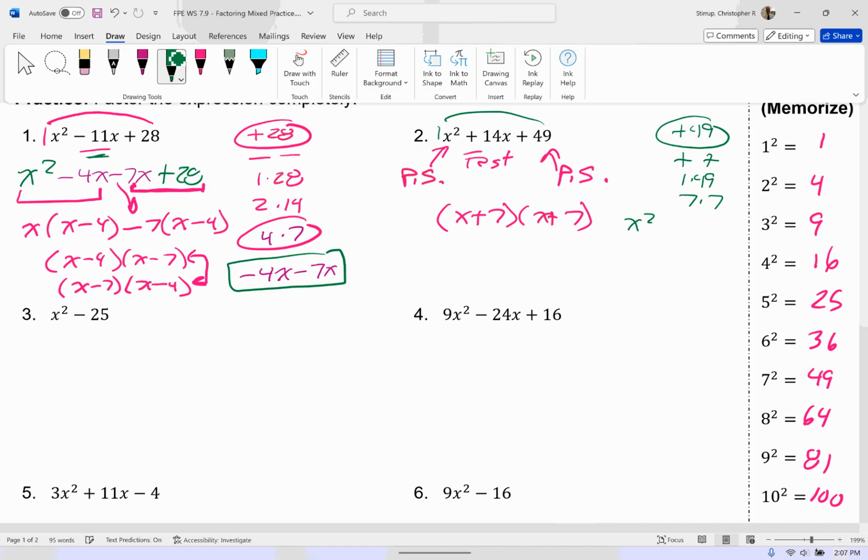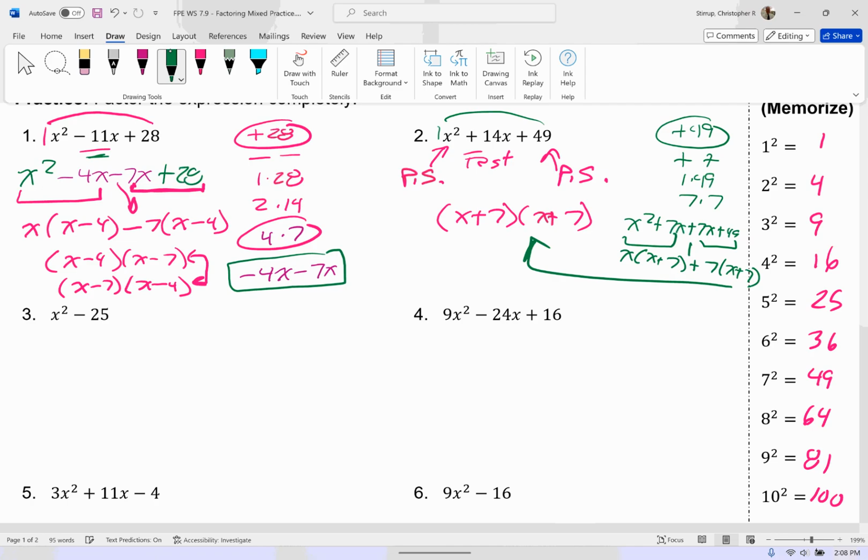And you get 1x squared plus 7x plus 7x plus 49. Factor out an x. Middle sign comes down. Factor out a 7. And then this yields back to that answer. Agree? So do you think I'm going to dock points if you have to do these the long way?